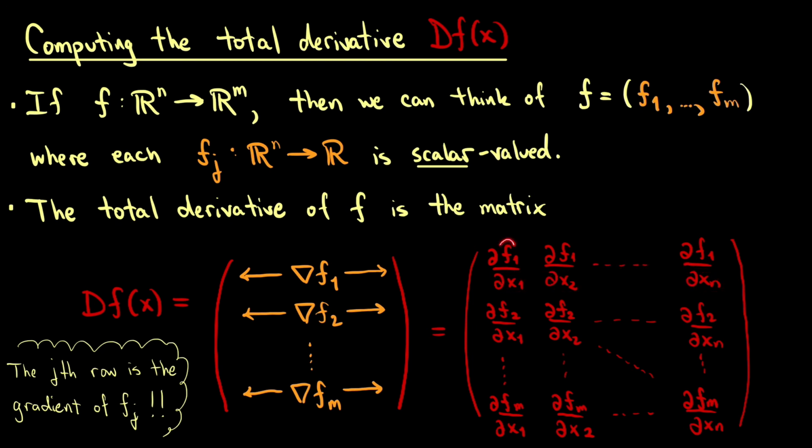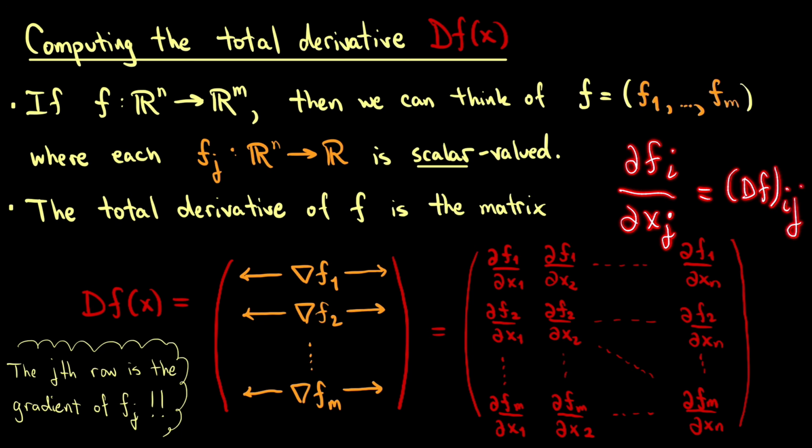Okay, but the index on the f remains the same. And as you go down, you see the variables are constant, but the index on the f is increasing. So the ijth entry of this matrix is just partial f_i partial x_j. This is the total derivative's ijth entry.